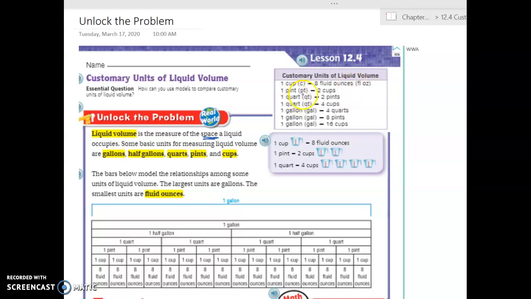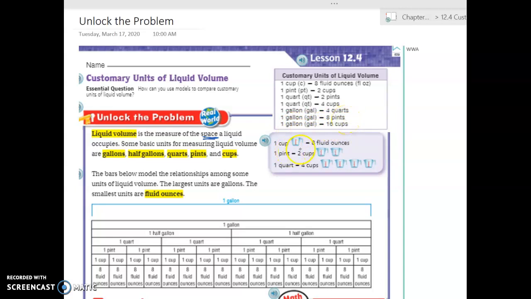1 pint, PT is the abbreviation, is equivalent to 2 cups. 1 quart, QT abbreviation, is equivalent to 2 pints. 1 quart, QT, is equivalent to 4 cups. 1 gallon, GAL abbreviation, is equivalent to 4 quarts. 1 gallon, GAL, equals 8 pints. And 1 gallon is equivalent to 16 cups.